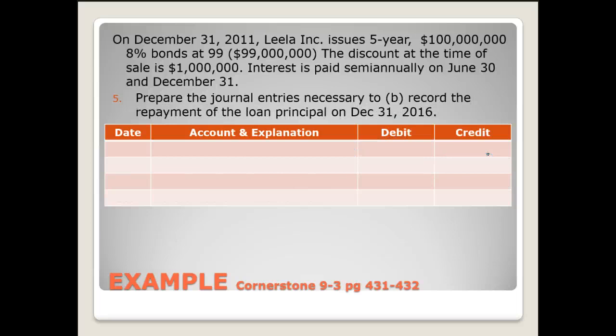So let's look at the entry. What entry would I make at the end of this bond? Well, I would make an entry on December 31st, 2016 by clearing my bonds payable, and the way I clear a liability account is by making a debit entry. I'm going to make it for the full $100 million par value of this bond, and I'm going to have cash go out the door in the exact same amount.